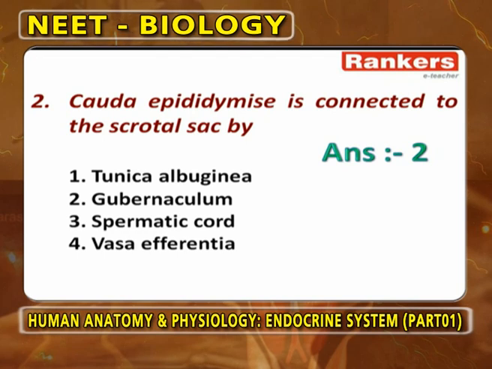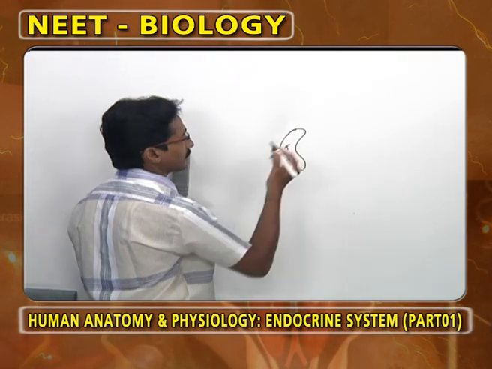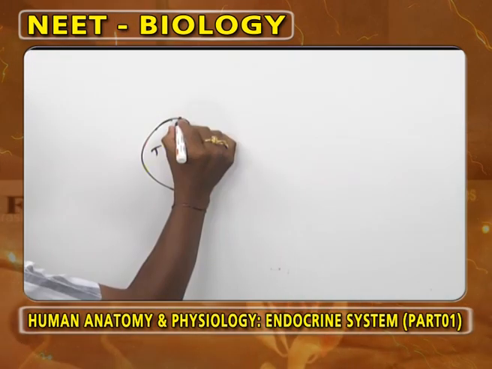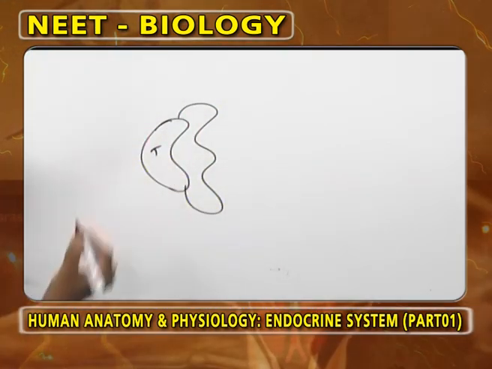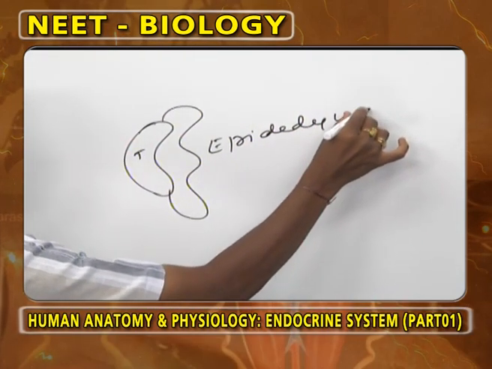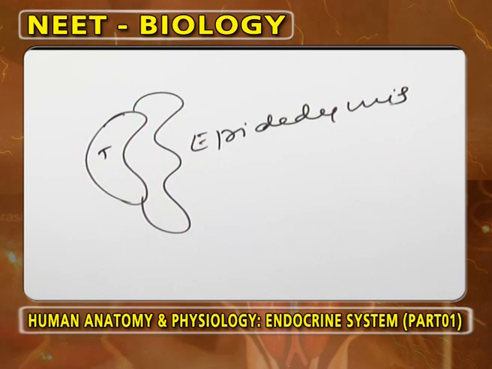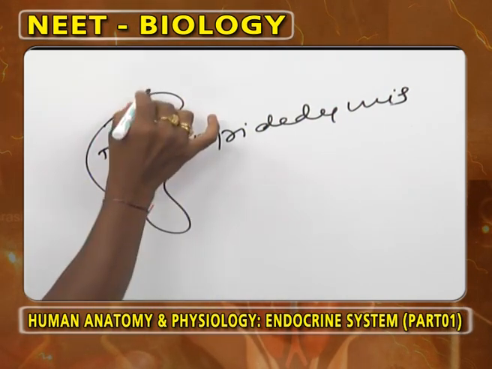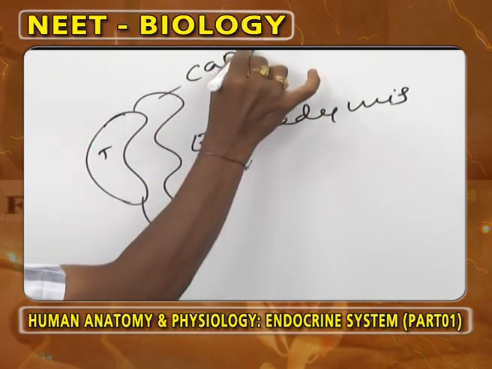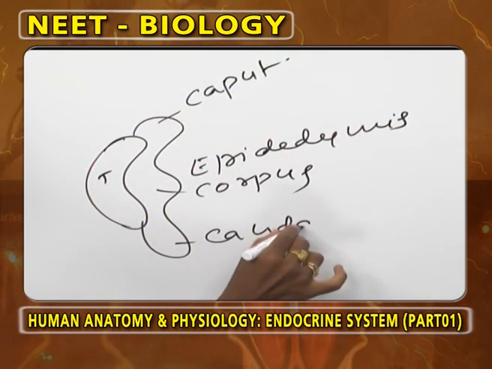Chorda epididymis is connected to the scrotal sac by what? As we observe the male reproductive system, this part is the testes, as we know very well. On the lateral side of the testes, a highly convoluted tubule is present. This is called the epididymis. It is classified into caput epididymis, corpus epididymis and chorda epididymis.